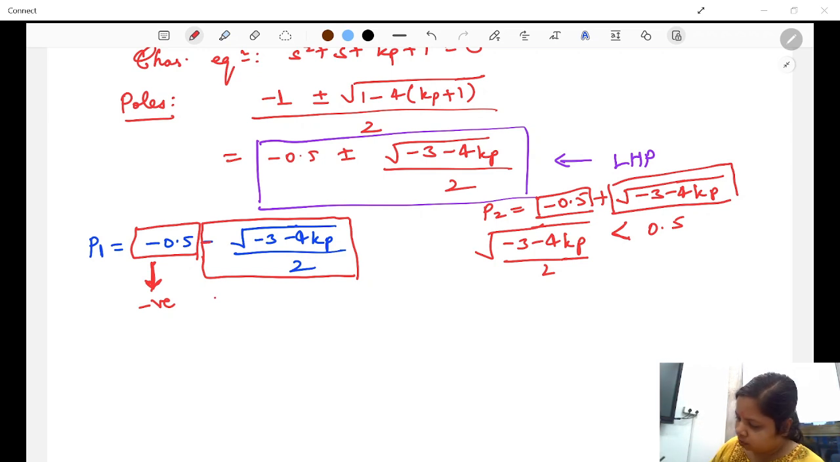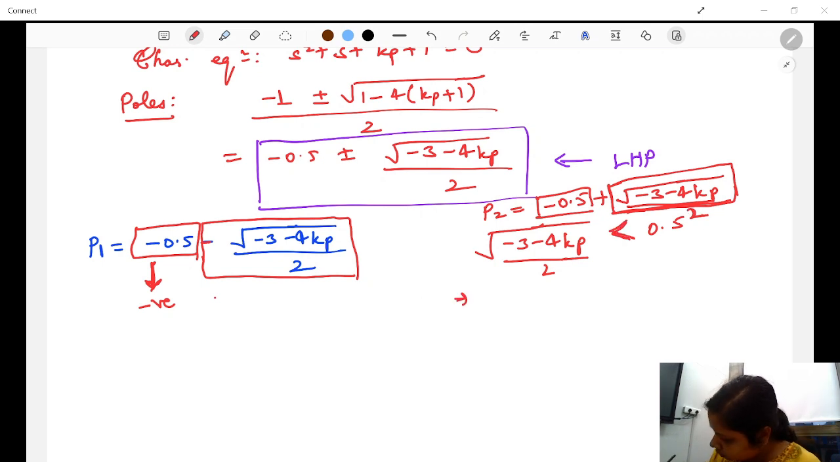Less than 0.5, क्योंकि minus 0.5 is already there. Now anything that is being added to it should not be higher than 0.5, ताकि it makes the entire term positive. We don't want to have the entire term positive. We just want this term to not cancel out the minus 0.5 effect. मतलब this whole term by 2 also, this whole term should be less than 0.5.